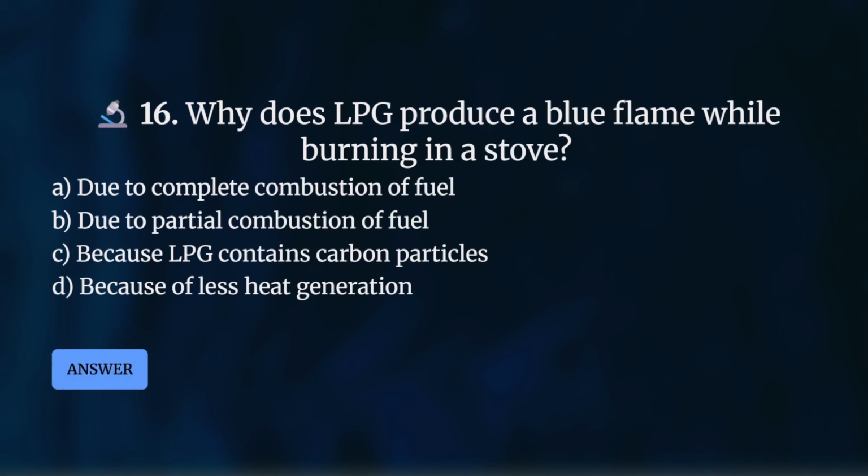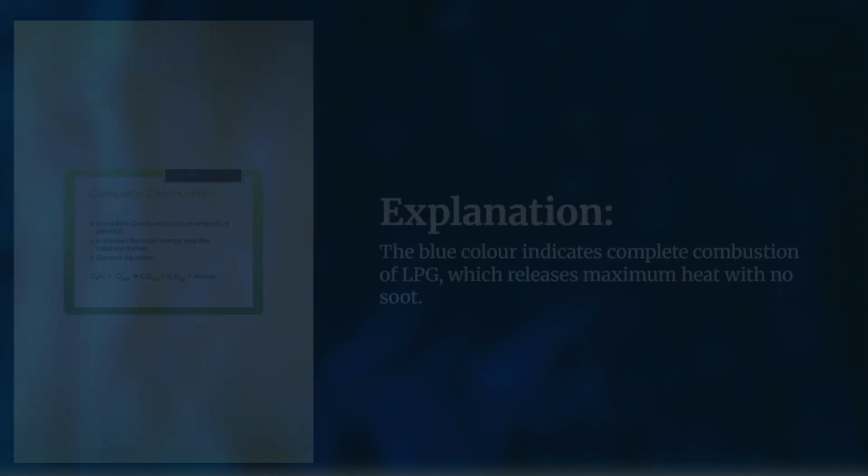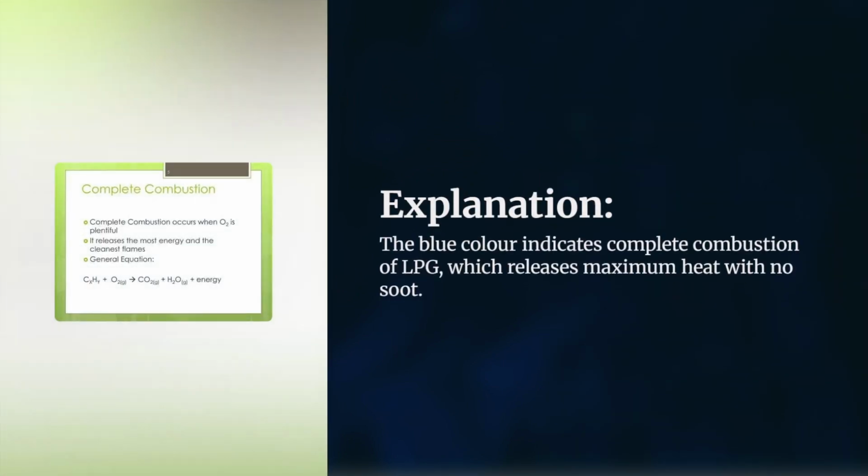Question number 16. Why does LPG produce a blue flame while burning in a stove? Options are A. Due to complete combustion of fuel, option B. Due to partial combustion of fuel, option C. Because LPG contains carbon particles, or option D. Because of less heat generation? And the correct answer to the question is option A, due to complete combustion of fuel. The blue color indicates complete combustion of LPG, which releases maximum heat with no soot.